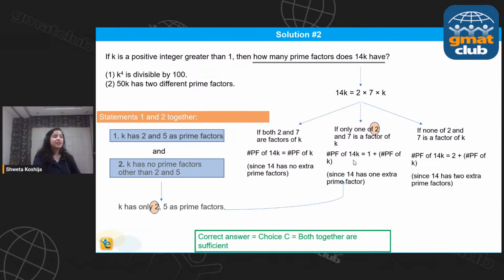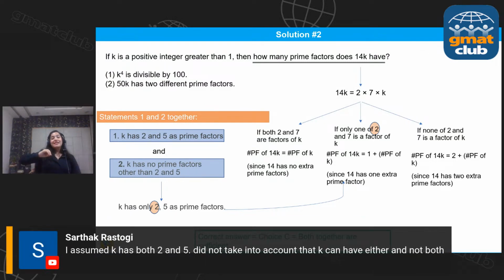The accuracy here was, I forgot, 31%. See now, 31% and 40% for B. There are more people with B than there are with the correct answer. Sarthak says, I assumed K has both 2 and 5, did not take into account it can have either and not both. So, talking about the second statement, see, that's what I said. That's a common mistake. When we say that K has nothing other than 2 and 5, that doesn't mean K has to have 2 and 5.